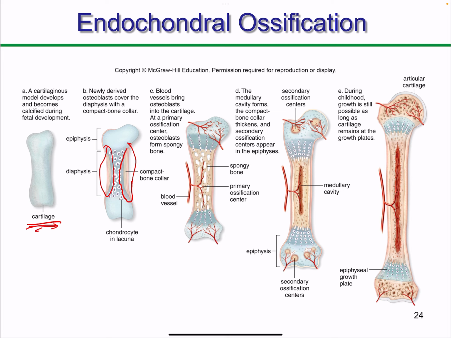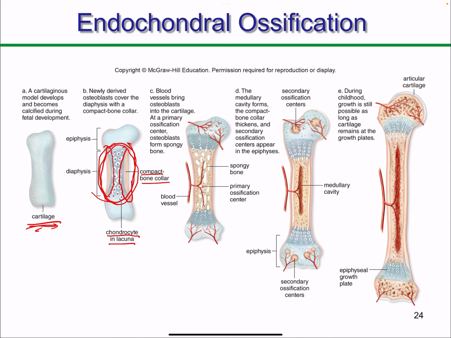So first of all, you have a model that is 100% cartilaginous, and then you are going to have what we call a primary ossification center. The primary ossification center is going to happen right in here, right? So what happens is that the chondrocytes are going to die off and be replaced by the osteoblasts. These osteoblasts are going to cause the formation of a compact bone in this primary ossification site.